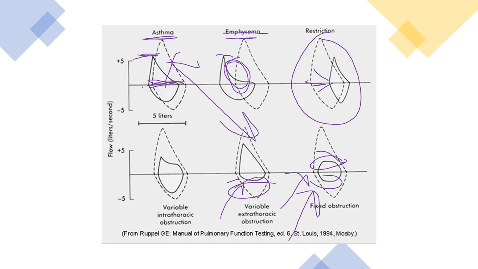MVV, FVC, 25 to 75%, 200 to 1200. Pre and post bronchodilator studies. Bronchoprovocation, which we haven't talked about here, which we'll talk about in class. Making that chart or table can really help put these things into a much more digestible format.